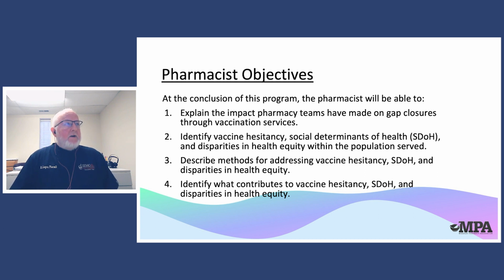Our objectives today are going to be, at the conclusion, hopefully the pharmacists are going to be able to explain the impact our pharmacy teams have made on gap closures through vaccination services, identify vaccine hesitancy, social determinants of health, and disparities in health equity within the populations we serve, describe methods for addressing vaccine hesitancy, social determinants of health, and disparities in health equity, and identify what contributes to vaccine hesitancy, SDOH, and disparities in health equity. That's a bit of a mouthful. I think we can get through it.